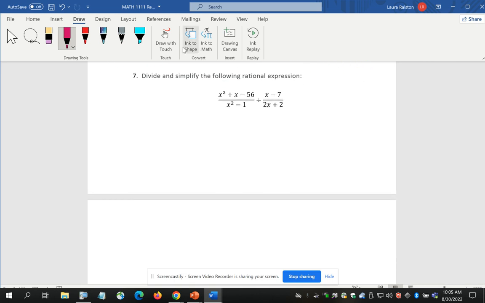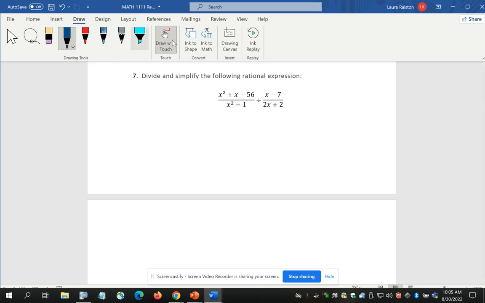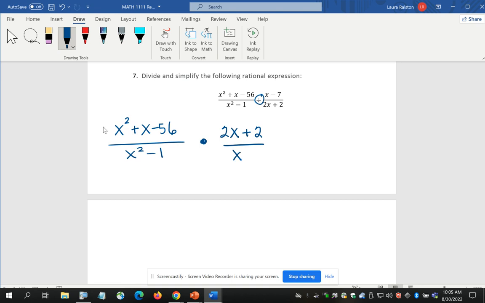All right, number 7 asks you to divide and simplify the rational expression. Okay, first off, I want to think about the division. And remember, to divide, we flip and multiply. So if I rewrite this problem, it becomes x squared plus x minus 56 over x squared minus 1 times, and we flip the divisor, so it becomes 2x plus 2 over x minus 7.